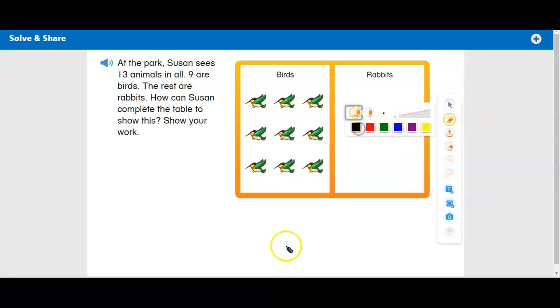Our Solve and Share begins on page 265 in our Envisions Volume 1 workbook. Our Solve and Share says, at the park, Susan sees 13 animals in all. 9 are birds. The rest are rabbits. How can Susan complete the table to show this? Show your work.